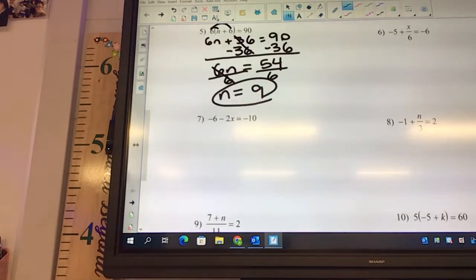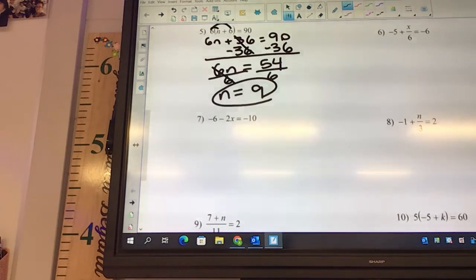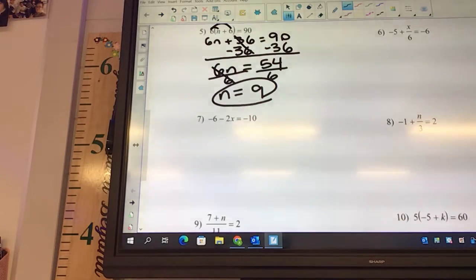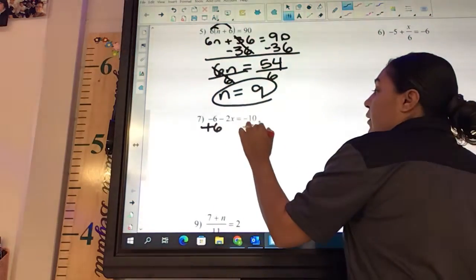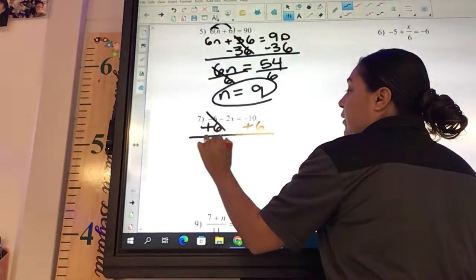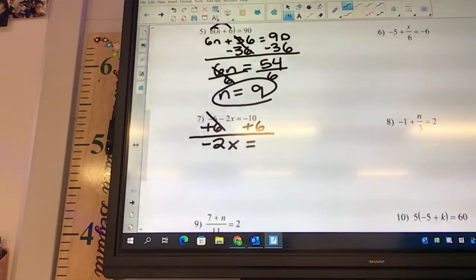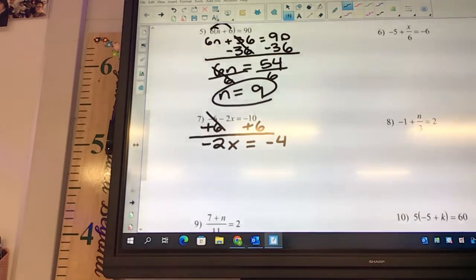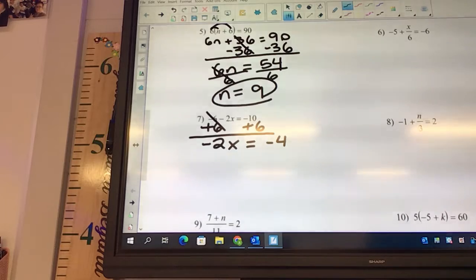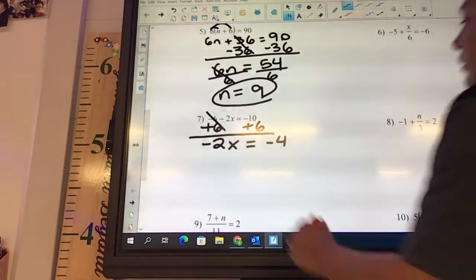Okay, 7. What is our piece that has no letter? Negative 6. So that's going to get moved first. How do we move a minus 6? Add it. We're going to plus 6 on both sides. What is negative 10 plus 6? Negative 4. Okay, and then what needs done? Divide everything by 2. Negative 2.